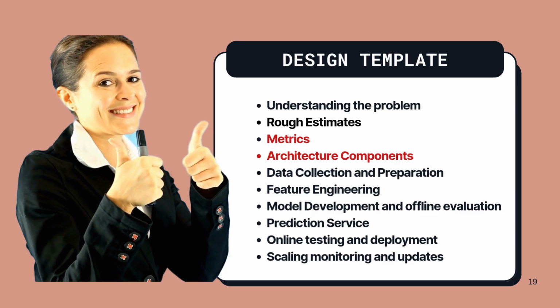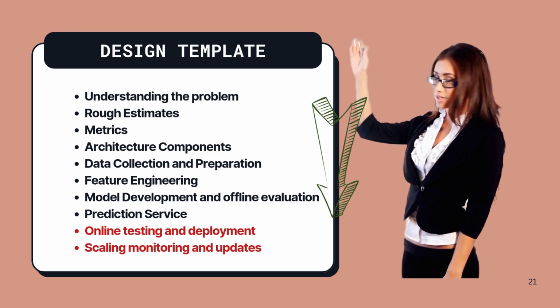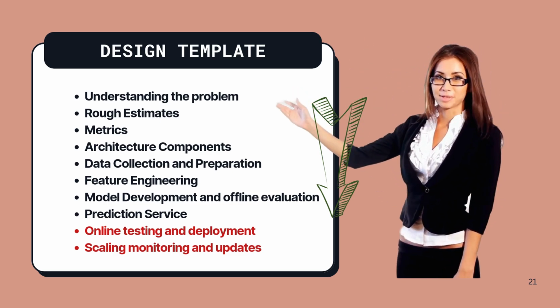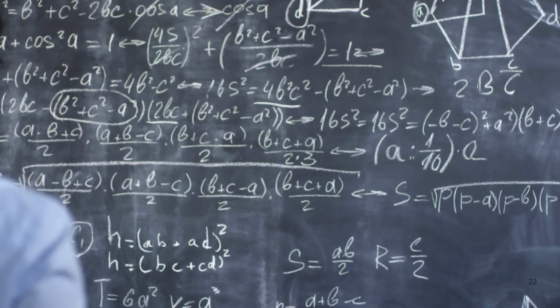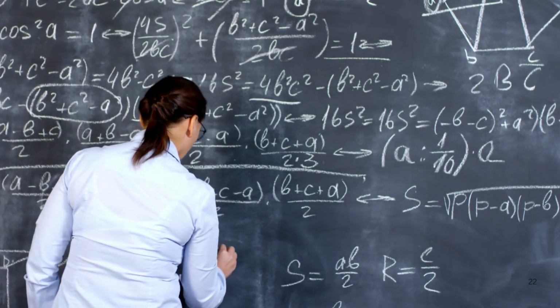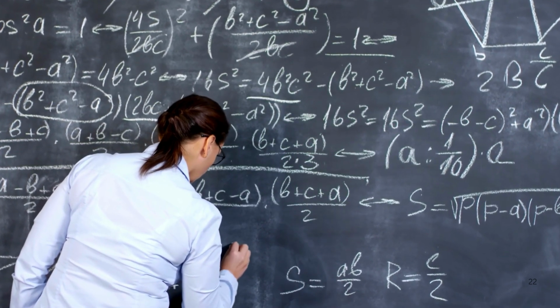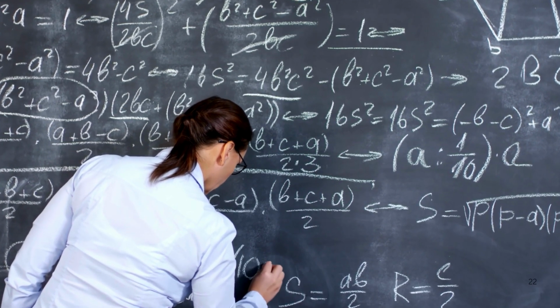And of course, don't forget the ML-specific part, which is how you collect the data, feature engineering, model development, and offline evaluation. Once your model is ready, think about the prediction service, how it serves online features to the user. And finally, the big one: online testing, deployment, scaling, monitoring, and those aspects. This framework keeps you organized and ensures you cover both system design and ML-specific challenges. So yeah, let's try to apply this to a search system example.